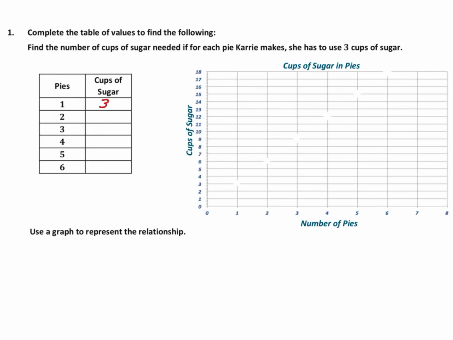But for 2 pies, she's going to need twice as much. For 3 pies, she's going to need triple. For 4 pies, she's going to need 12 cups. Go ahead and finish these last 2 on your own.